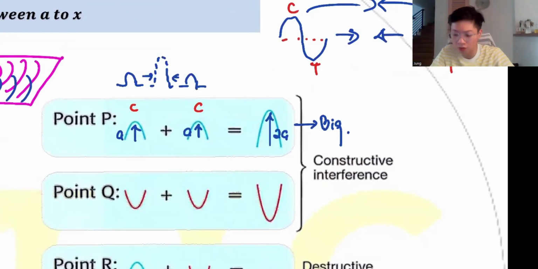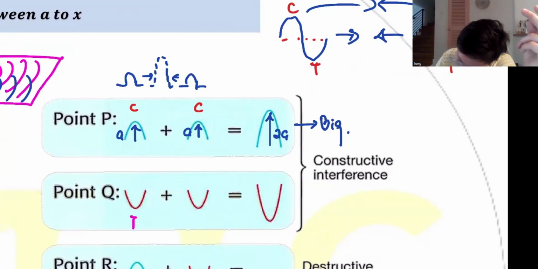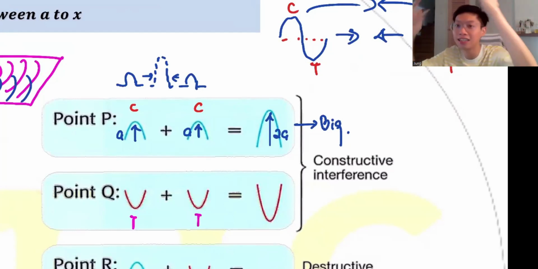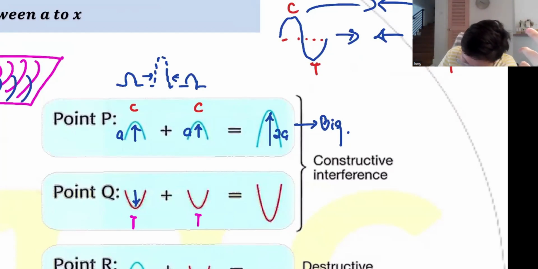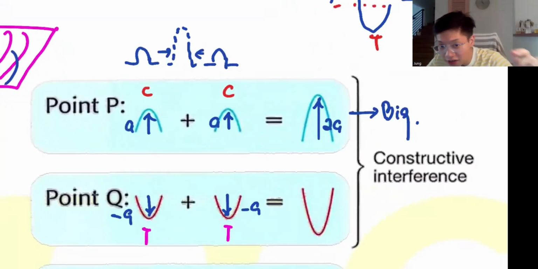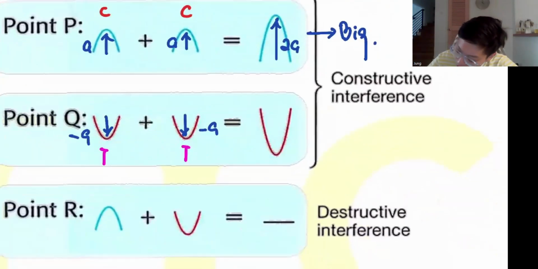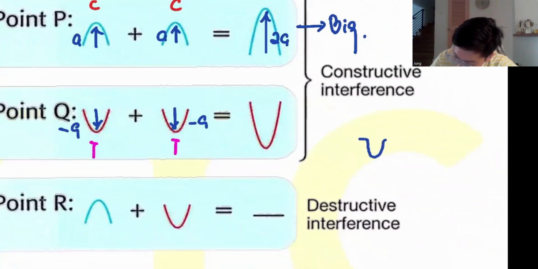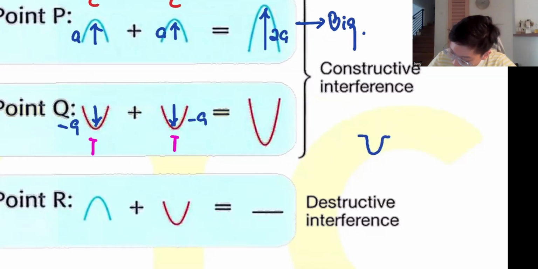What about the point Q? At point Q, it is now reversed. You are going to have a trough and a trough colliding with each other. When a trough and a trough collide, what will you produce? First of all, this is negative A, negative A. For people who came in late, A stands for amplitude. So negative A and negative A collide. That means I have the bottom part of the wave, because a wave is like this, right? Correct?